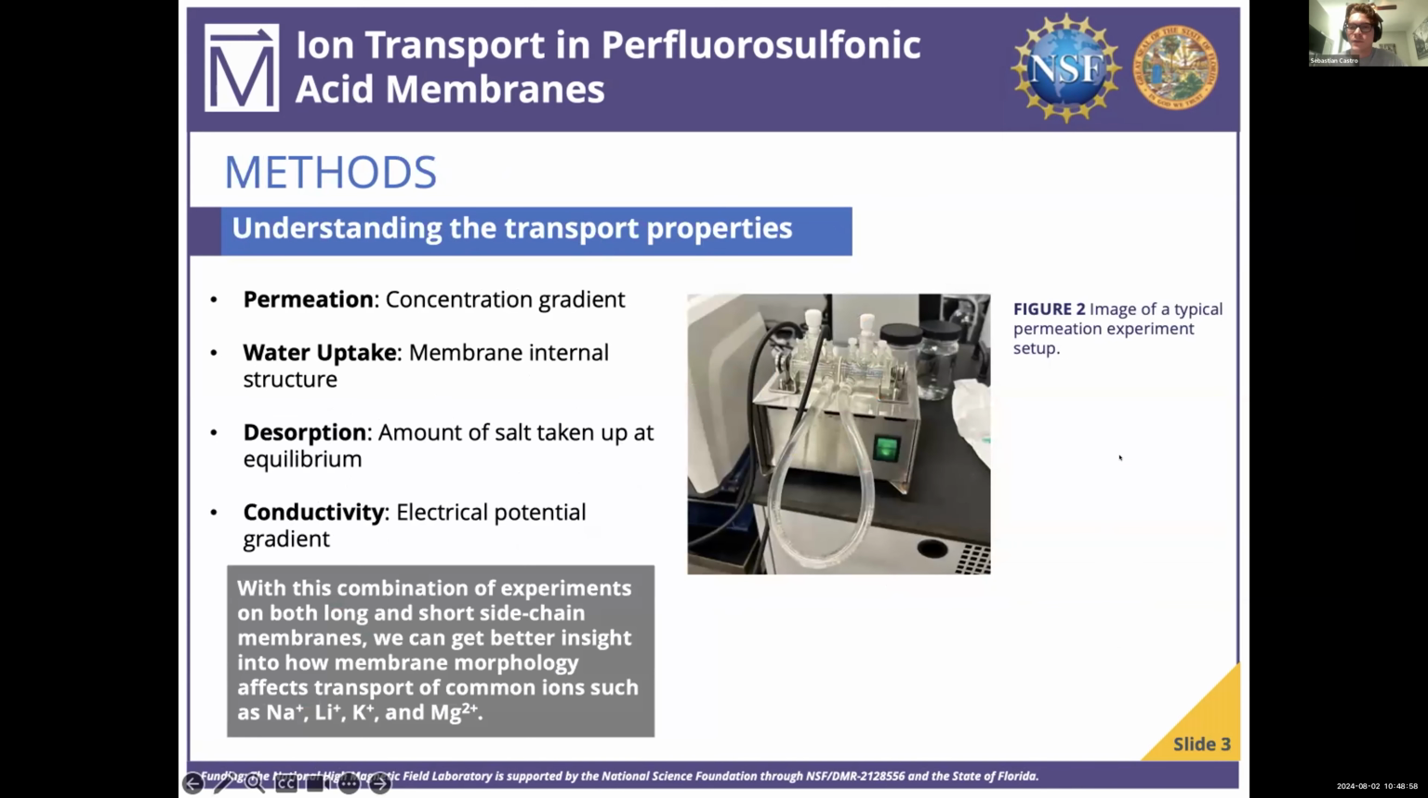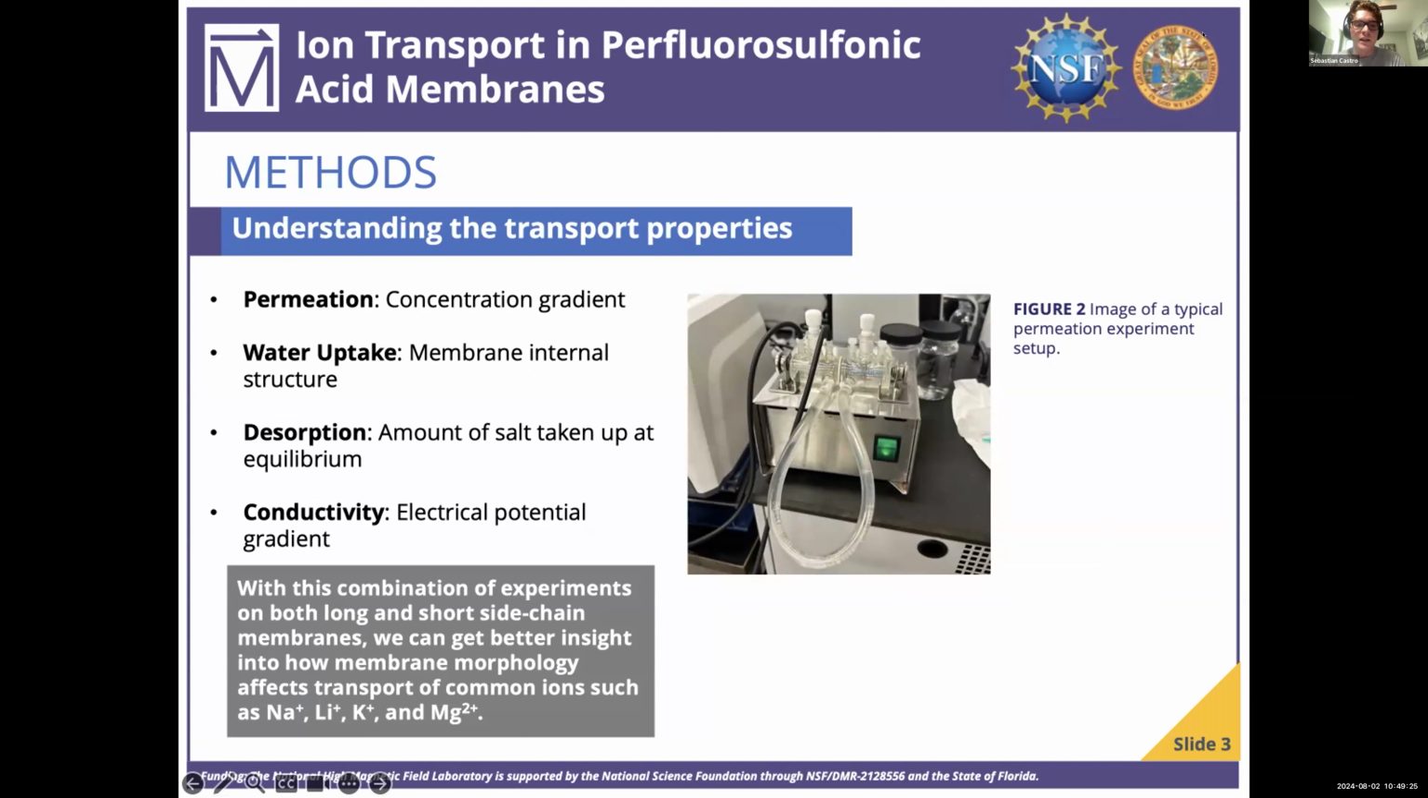For the methods, I will be doing four main experiments: permeation, water uptake, desorption, and conductivity. Permeation and conductivity are the main ones under transport conditions. Permeation is under a concentration gradient, with the apparatus shown here on the right for your convenience. And conductivity is under an electrical potential gradient, just so we can analyze how they behave under different conditions.